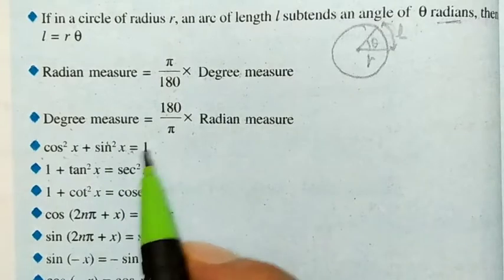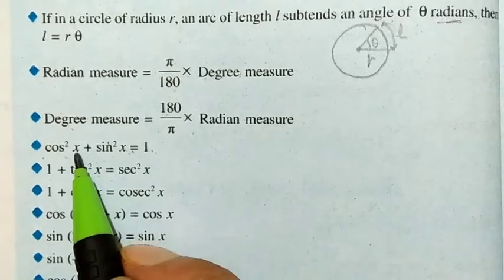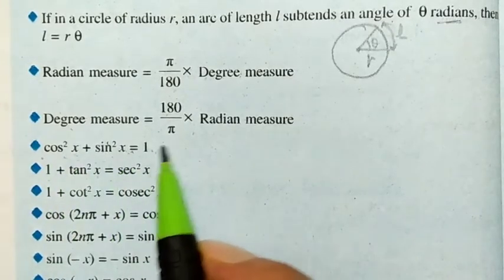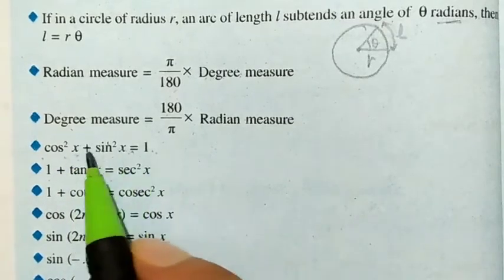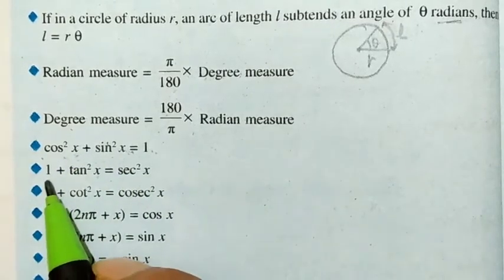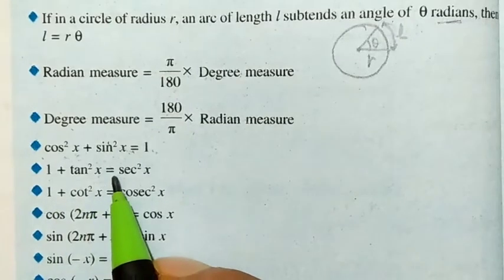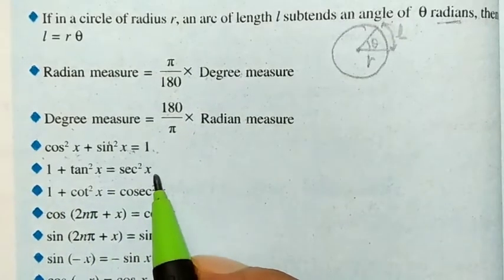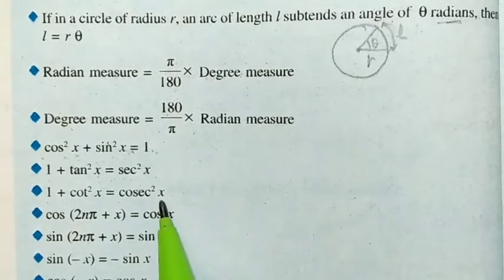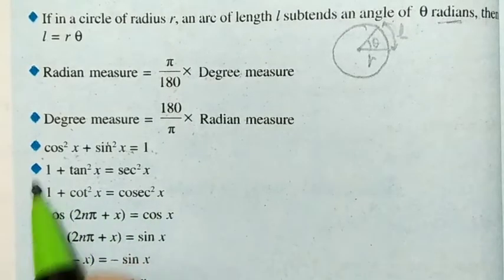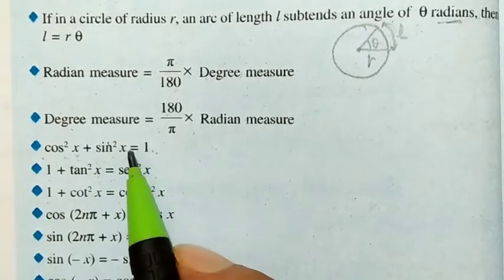Cos square x plus sin square x is 1 for any angle, like cos square 30 plus sin square 30 is 1, cos square 145 plus sin square 145 is 1. x can be any angle. 1 plus tan square x is equal to sec square x. Similarly, 1 plus cot square x equals cosec square x. These two formulas can be easily derived from this.